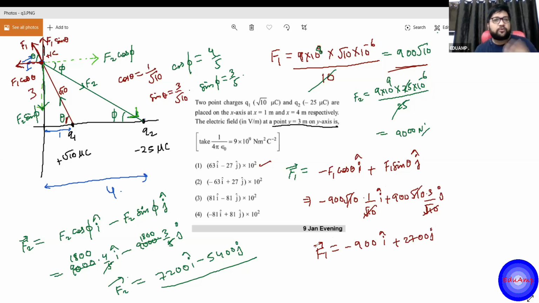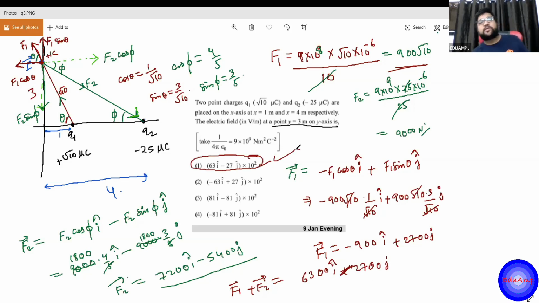Now you have to simply add the two forces, F1 plus F2. I hope it is visible, right? So this will become 6300 i cap plus 2700 j cap minus 2700 j cap. So that is the first option. I hope no one is having any doubt. Everyone understood? If someone is facing a problem, please let me know, I'll repeat and try to explain. I hope it is clear.